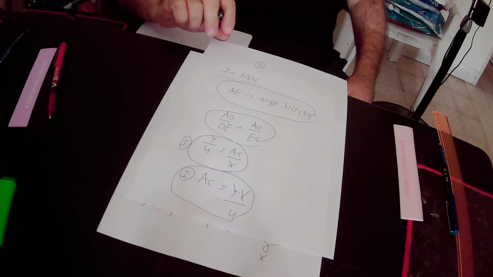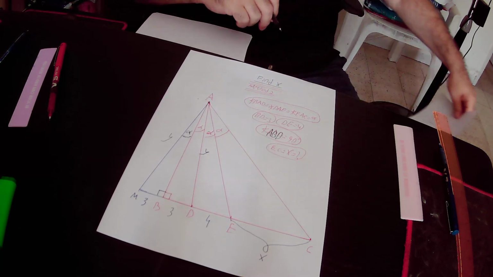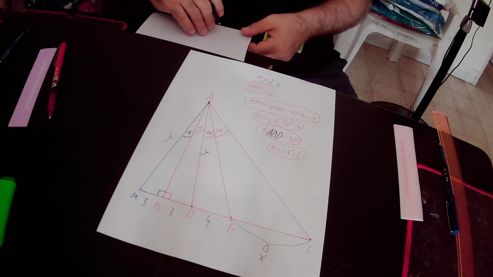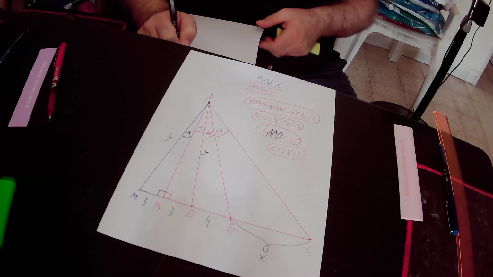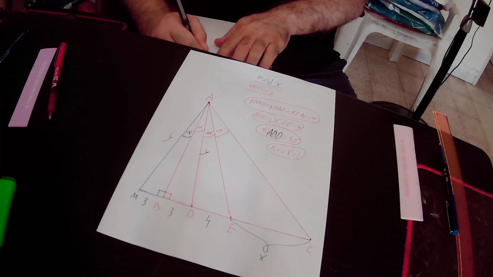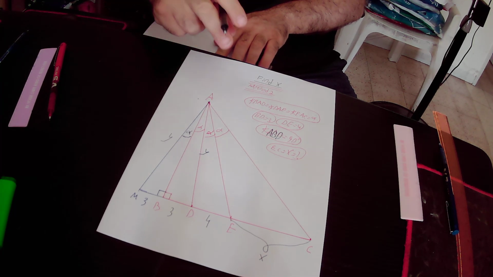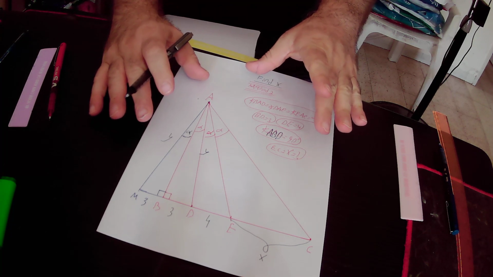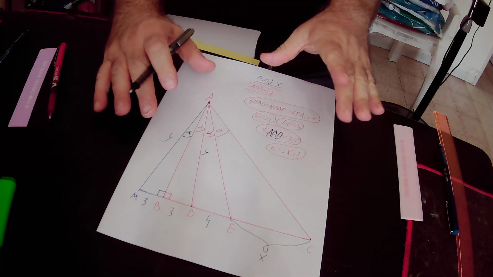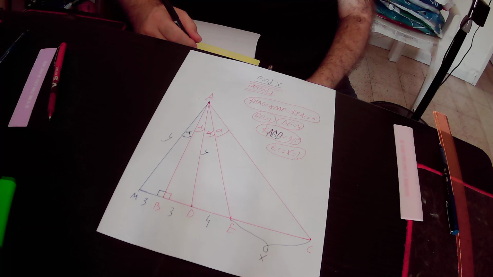Okay, in the next step we will focus on triangle AMC. So in triangle AMC, we know that AD is angle bisector in the big triangle AMC.